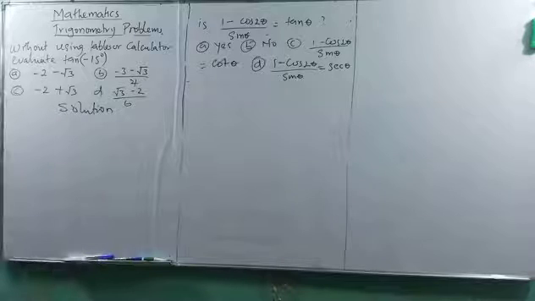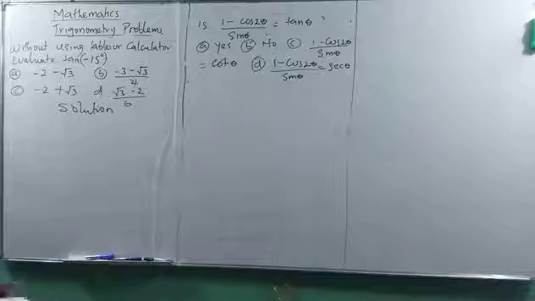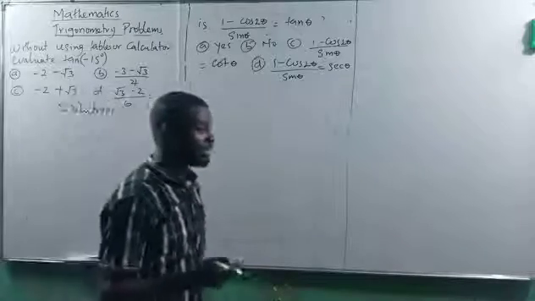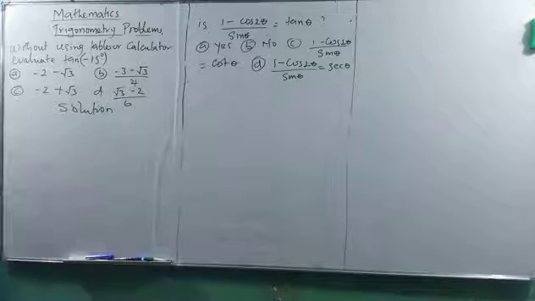Now, without using calculator or tables, evaluate tan minus 15. When you talk about tan minus 15, you have to think of what is called double angle and half angle, all those things. That is what is needed here. At this junction, you have to think in that direction. If not, you won't be able to achieve your answer.